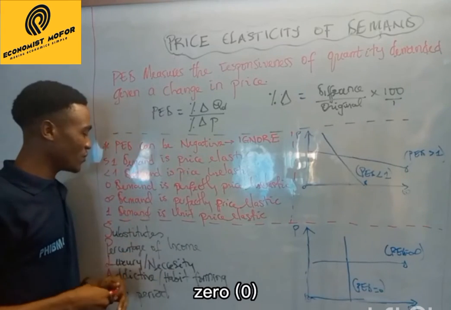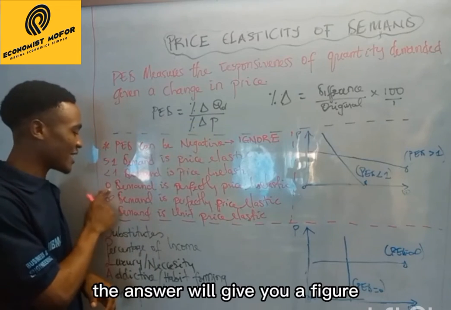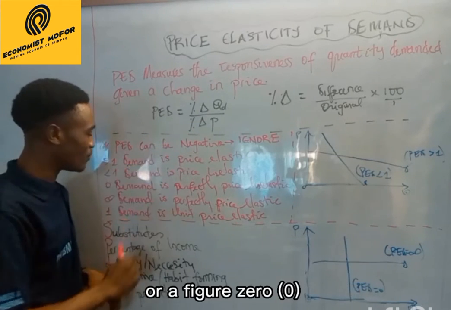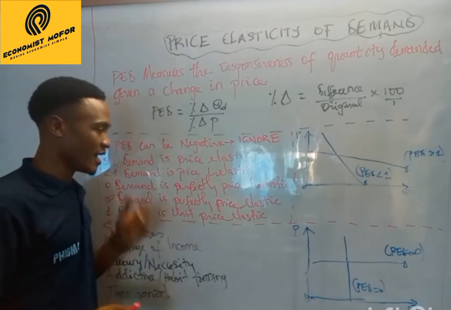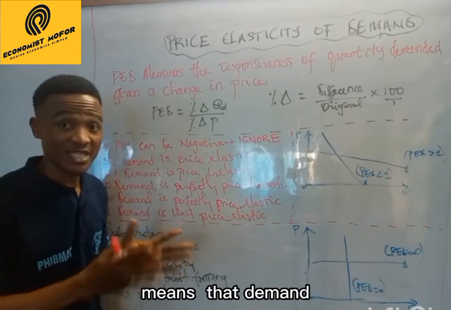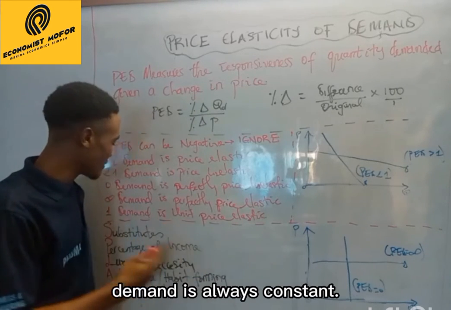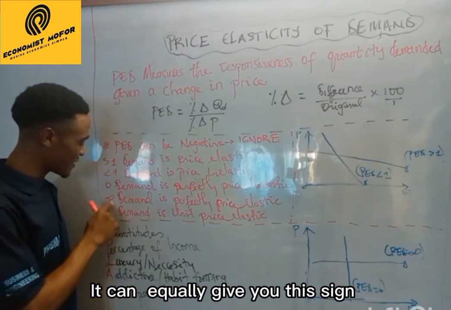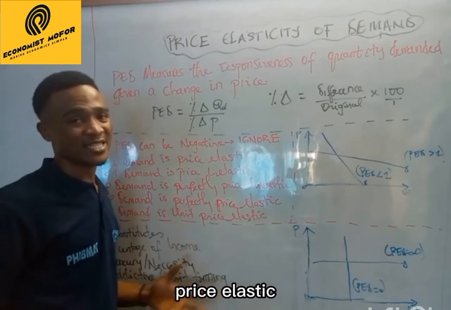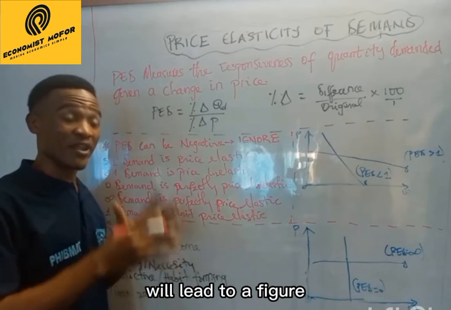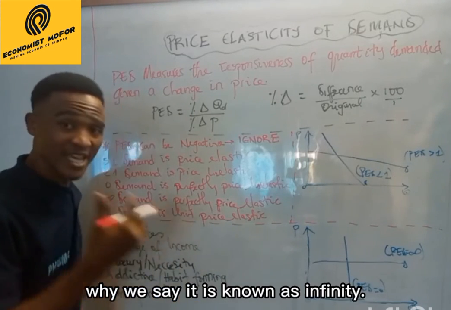It can equally give you 0. After calculating your price elasticity of demand, the answer can give you the figure 0. This means that demand is perfectly price inelastic. For demand to be perfectly price inelastic means that demand does not change. No matter how price changes, demand is always constant. It can equally give you this sign, which we call infinity. Infinity means demand is perfectly price elastic. It means a change in price will lead to a change in quantity we cannot count, which is why it is known as infinity.